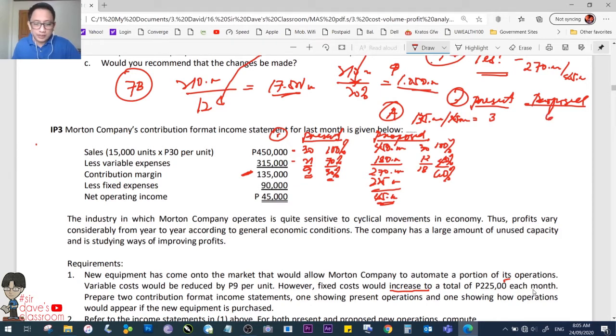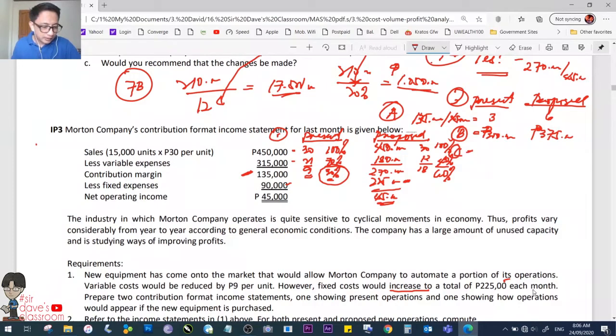For number 2B naman, break-even point in pesos. Due to lack of space, di na natin susulatin, yung final answer na lang kaagad. That is your total fixed cost. For the present condition, it must be 90,000 divided by, since pesos yan, the CM percentage of 30%. So 90,000 divided by 30%, this must be 300,000 pesos. For the proposal, it must be 225,000 divided by 60%. That must be 375,000. That satisfies letter B.